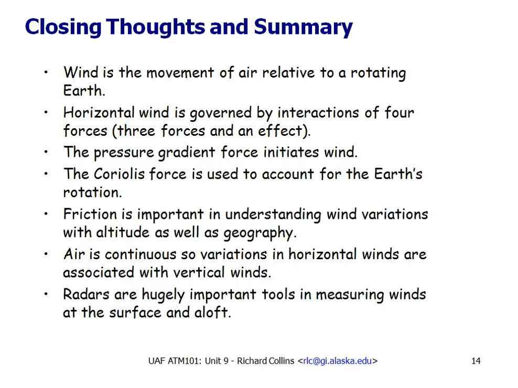Air is continuous, so variations in horizontal winds are associated with vertical winds. As air piles up coming into a low pressure system, it has to rise. Now if the winds aloft don't support that rising, then the low pressure system might fail and it might not intensify into a major storm. But if the winds aloft do allow the air to rise, then indeed we will see intensification into a major storm.